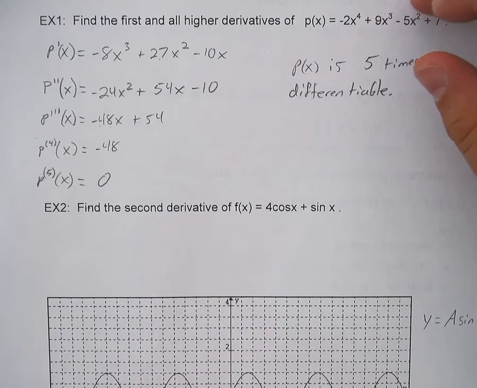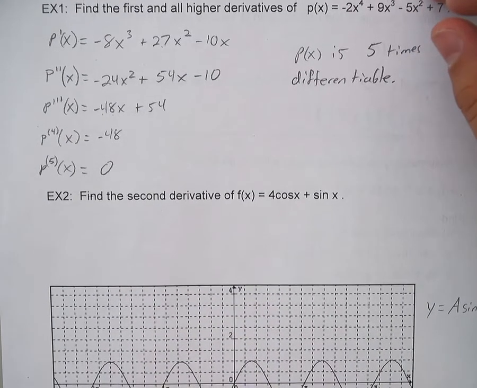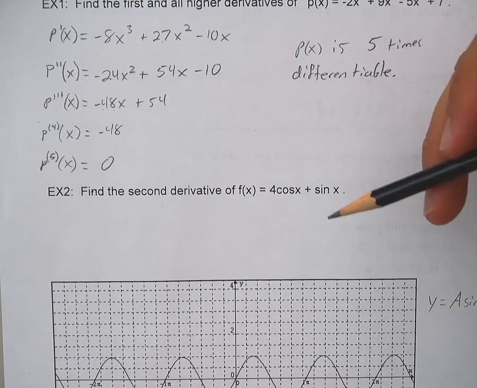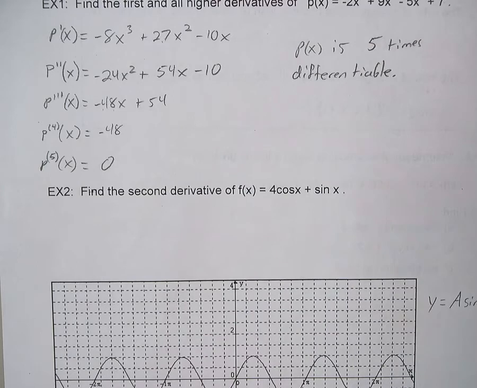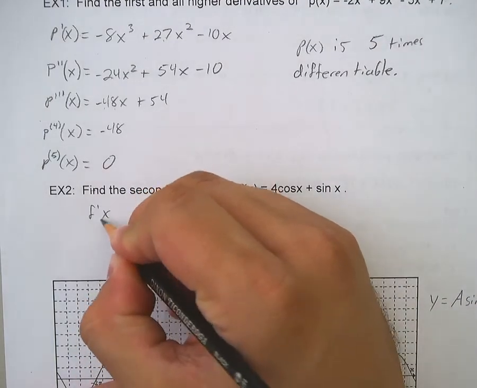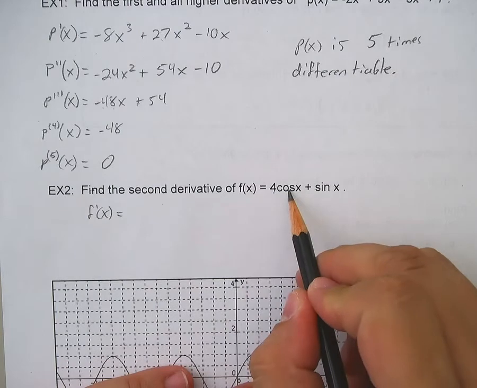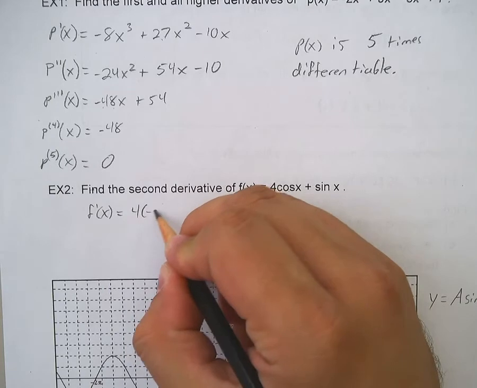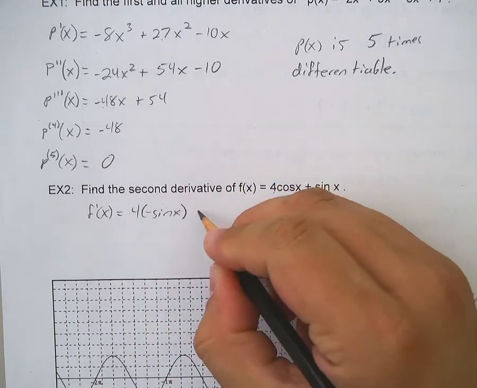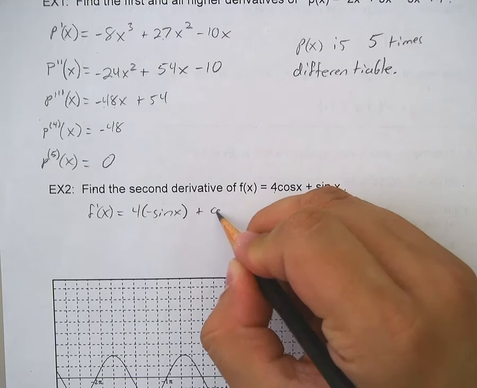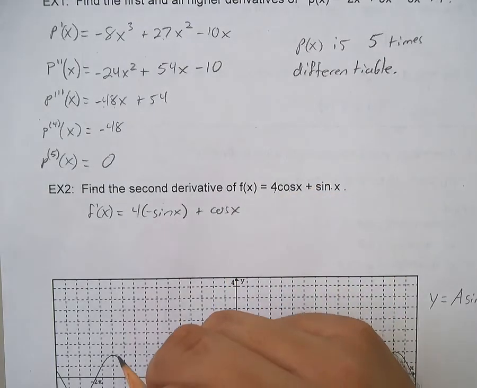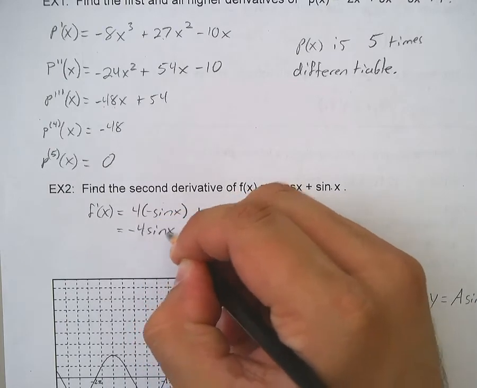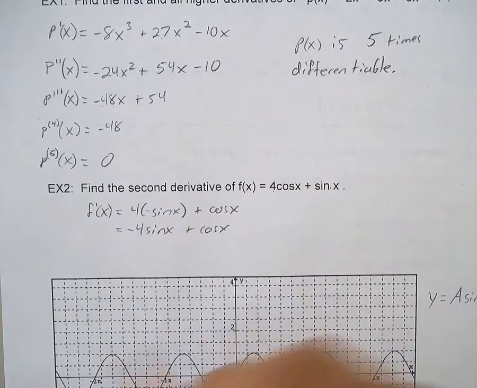So for example 2, it says find the second derivative of 4 cosine x plus sine x. There's no chains here. There's no products. The only thing we have is just regular trig functions. So f prime of x, the derivative of cosine is negative sine. So 4 times negative sine x. And then plus the derivative of sine is cosine x. So we can say that that's going to be negative 4 sine x plus cosine x, right?